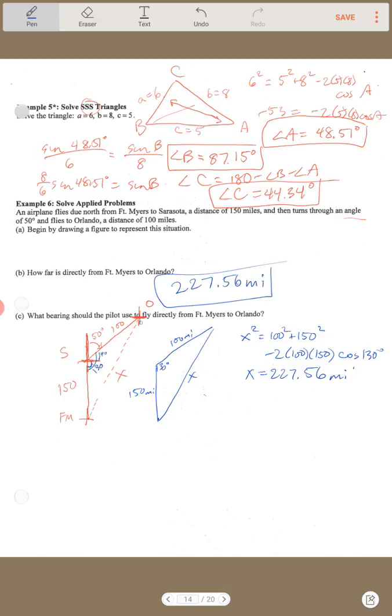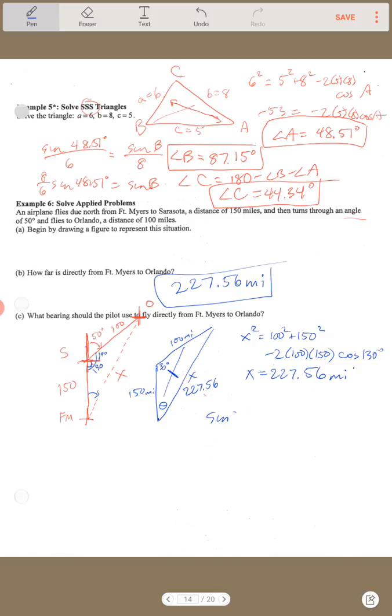All right, letter C. What bearing should the pilot use to fly directly from Fort Myers to Orlando? So to find the bearing, we have to find this amount. Well, that's asking us what is this angle, right? So let's go ahead and find that angle. We know that this value is 227.56. We've got its opposite angle. This angle would be opposite the side over there. That sounds like we can use law of sines, right?